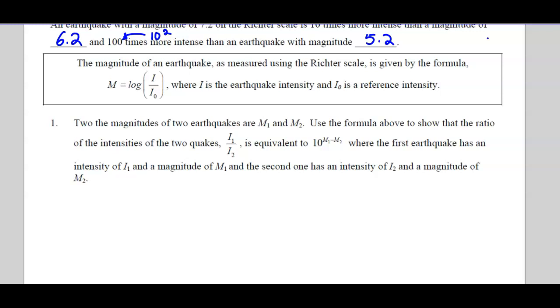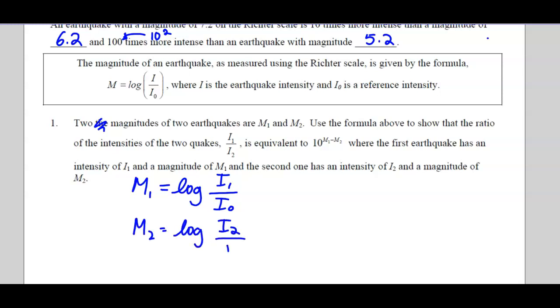It says the magnitudes of two earthquakes are M1 and M2. Use the formula above to show that the ratio of the intensities of the earthquakes, I1 over I2, is equivalent to this. That's how you're going to calculate the ratio of the intensities. So we have two earthquakes. The equation for the first would be M1 equals log of I1 over the reference intensity. M2 would be log of I2 over the reference intensity.